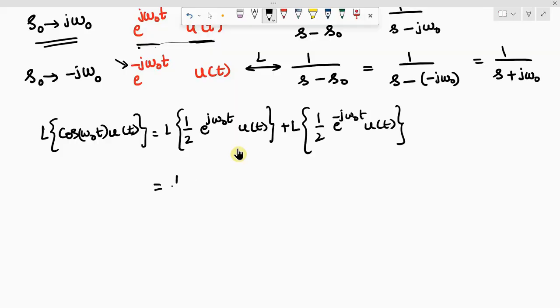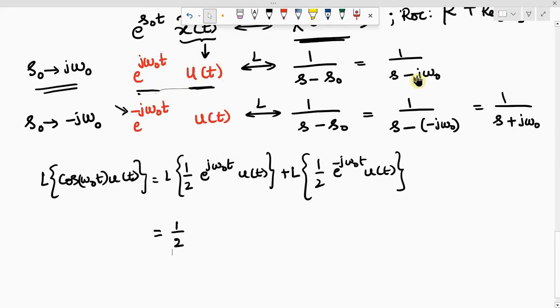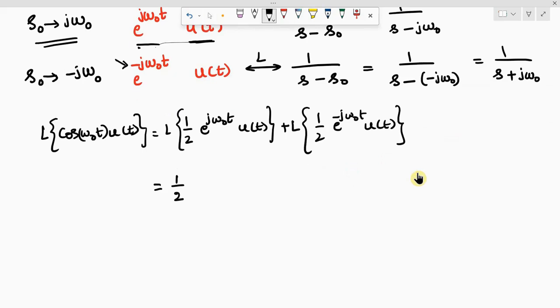Now, half times, what is the Laplace transform of e power of j omega naught t u of t? 1 by s minus j omega naught. The Laplace transform of e power of minus j omega naught t u of t is 1 by s plus j omega naught. Half is a constant present in both the functions, so I'm taking it in common. It is 1 by s minus j omega naught plus 1 by s plus j omega naught. Please simplify this and tell me the answer.